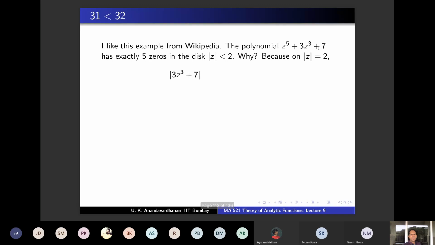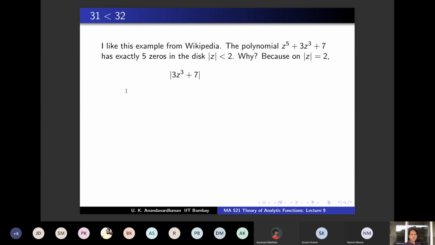So on |z| equal to 2, if you take the curve |z| equal to 2, |z| strictly less than 2 is inside that region. And you consider the polynomial 3z^3 plus 7. So 3z^3 plus 7 is f minus g, where f is this polynomial and g is z^5, right? So this is f minus g. So the modulus of f minus g, where should you check? You should check on gamma star.